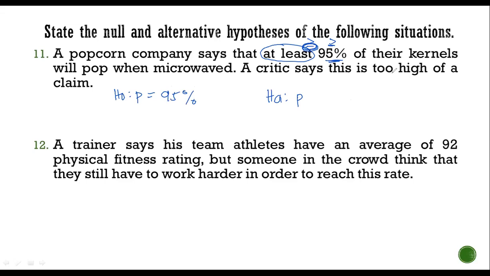However, a critic says it's too high. Masyadong mataas yan. So, pababaan natin. Yan. And the last one, a trainer says his team athletes have an average, mu. Yan. Average of 92. 92 daw. But someone in the crowd think that they still need to work harder in order to reach this rate. Ito nga sa number 12, comprehensive yan eh.